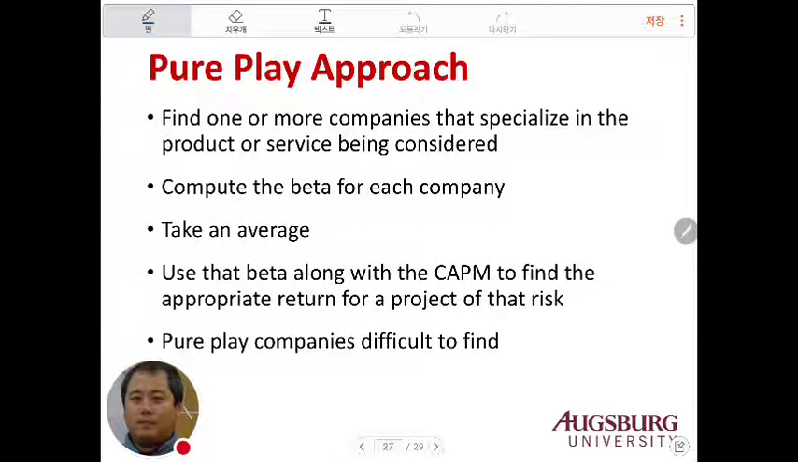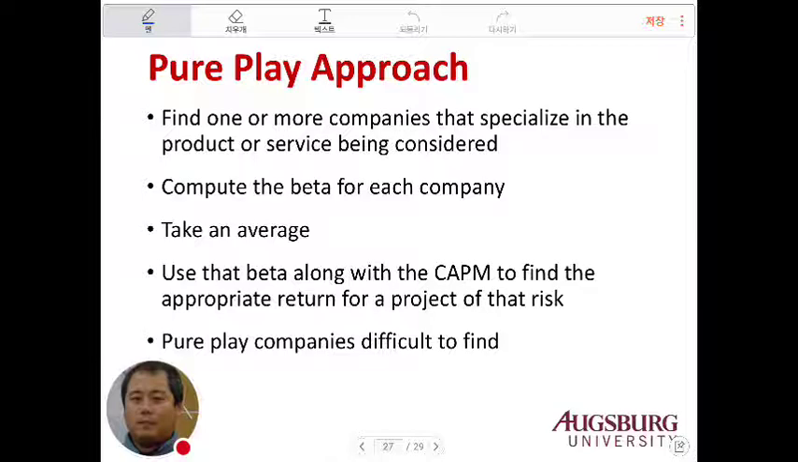So how to determine this risk? That's very hard. There are two approaches. The first approach is called the pure play approach. Now, suppose you have certain divisions, and find one or more companies that specialize in the product or service being considered. So we try to find several companies that specialize only in that product. Compute the beta of each company and take the average, and you use this beta when you calculate the cost of equity with CAPM and calculate the new WACC. So that's called the pure play approach. So you find pure players.